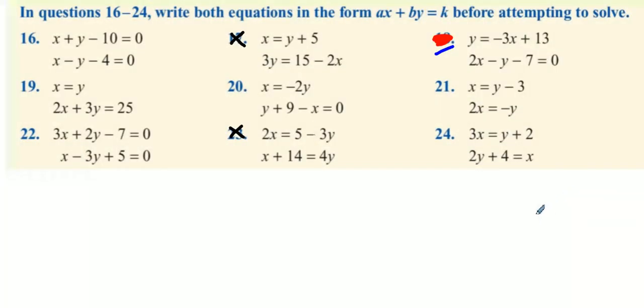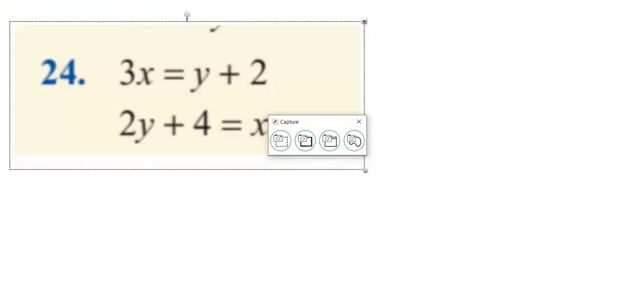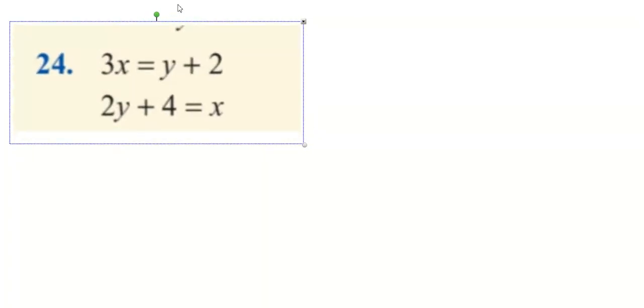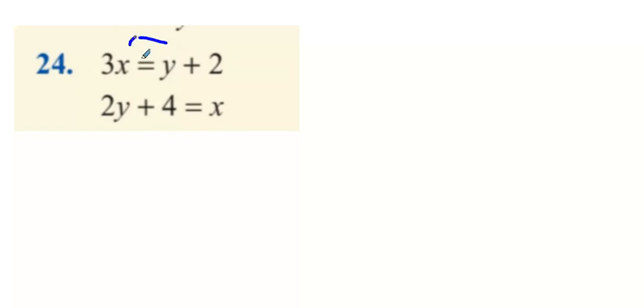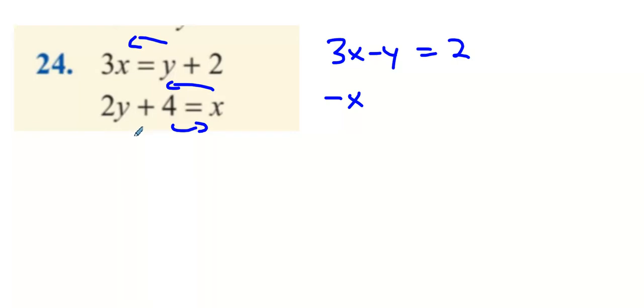Okay, once again 24, a reasonably difficult question. So here's what we're going to do. Bring the y to the left, so we get 3x minus y equals 2. Bring the x to the left, the 4 to the right, and x changes sides, it becomes minus x. The 2y stays where it was. The 4 went from the left to the right, which turns it into a minus 4.